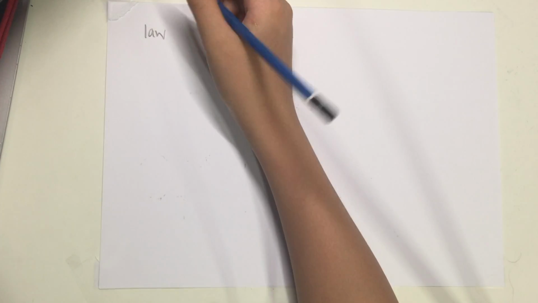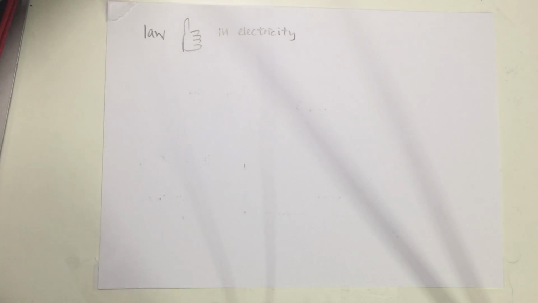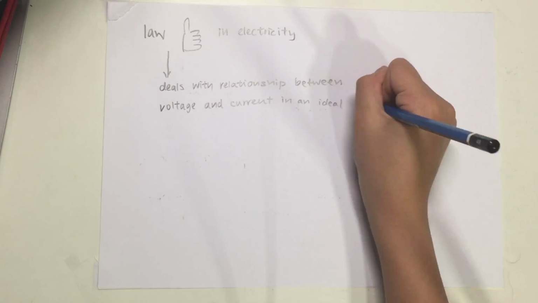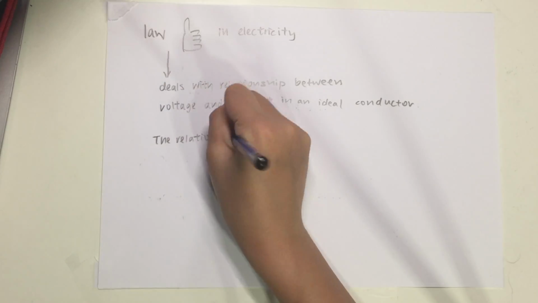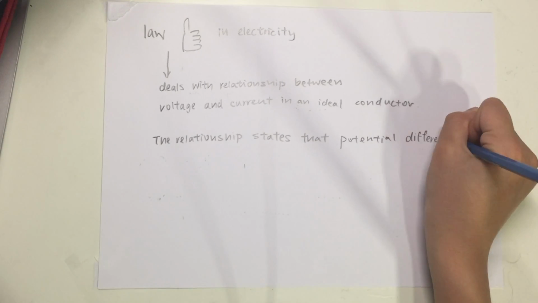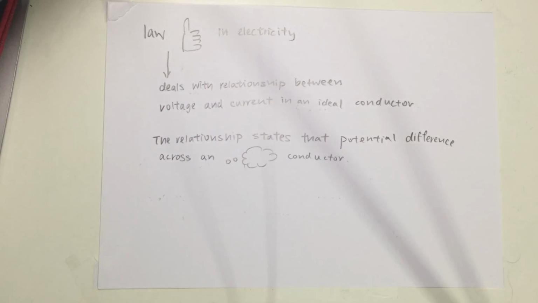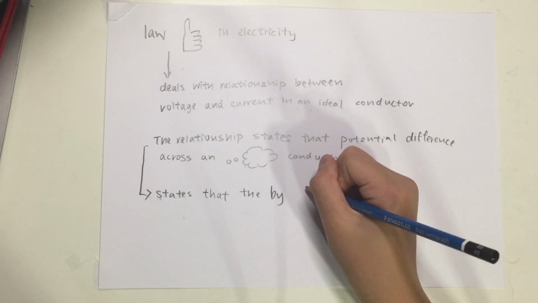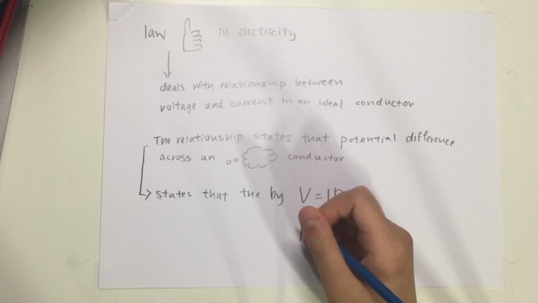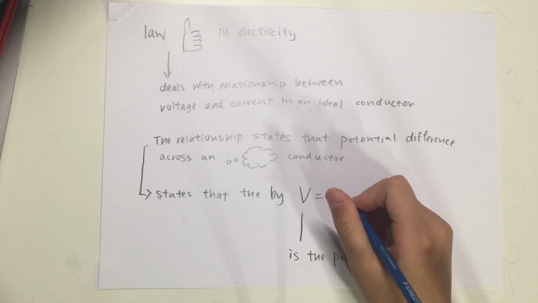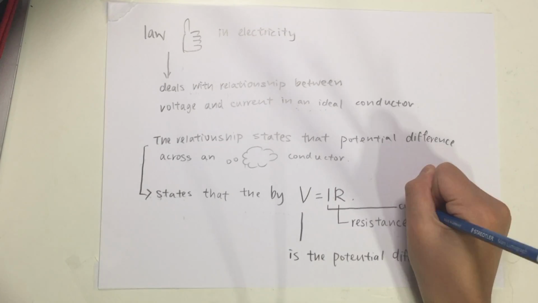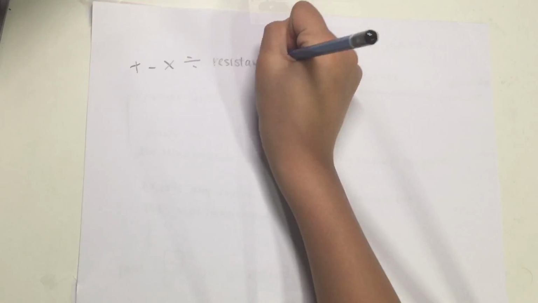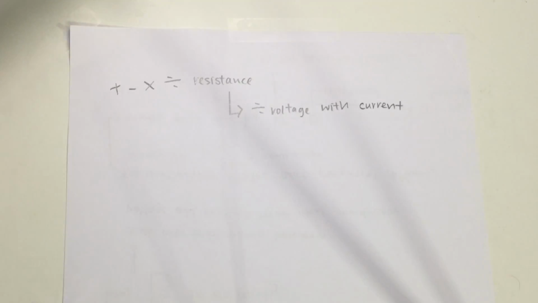Ohm's law is important in electricity. It deals with the relationship between voltage and current in an ideal conductor. This relationship states the potential difference in voltage across an ideal conductor is proportional to the current through it. It's given by V equals IR, where V is the potential difference, R is the resistance, and I is the current flowing through the resistance. To calculate the resistance, you need to divide the voltage by the current.